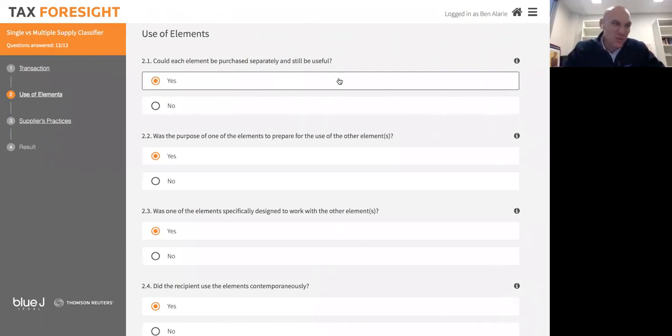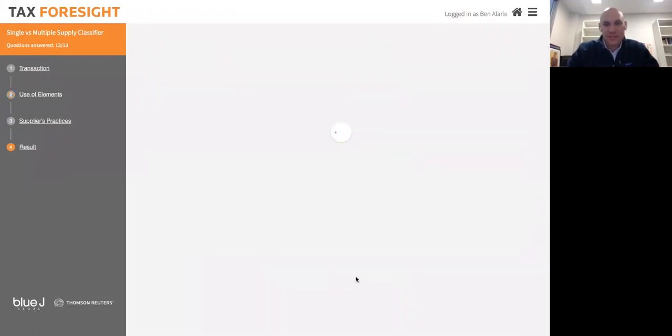Arguably, yeah. If you showed up with your own appliance, your own parts, maybe you could do that. It seems pretty unrealistic that a patient would do that. I don't know if that happens, but it could be a stretch. So let's say yes, they could still be useful if they were purchased independently.